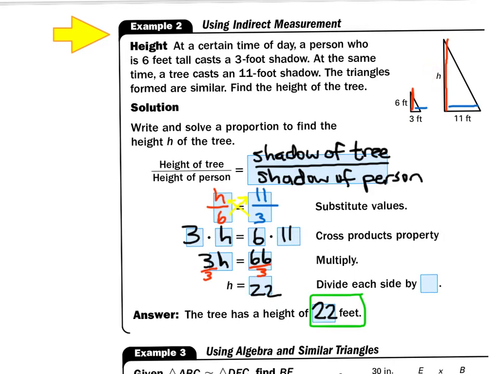So H over 6, that's comparing the heights, equals 11 over 3. That's comparing the shadows. All right, and then I used cross products, so 6 times 11 gave me 66, brought down the equal sign, and 3 times H gave me 3H. And then to solve for H, remember, to get rid of the 3, we have to divide both sides by 3, so H equals 22. So the tree has a height of 22 feet.